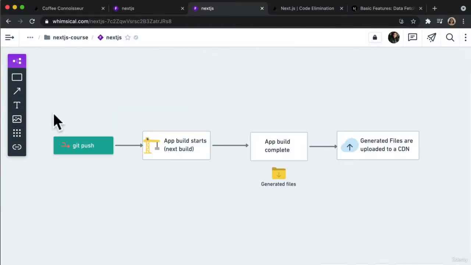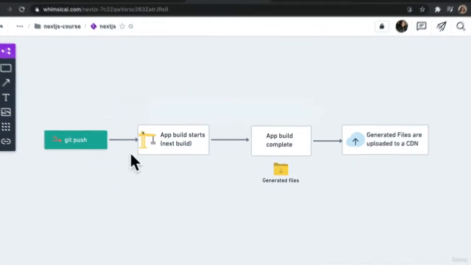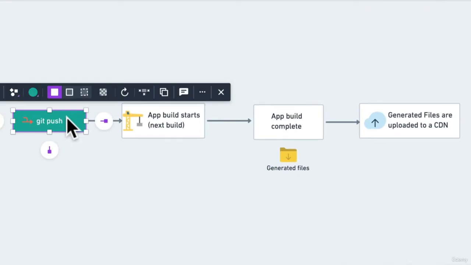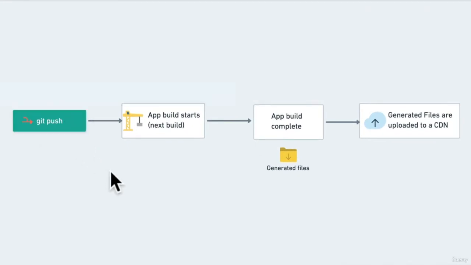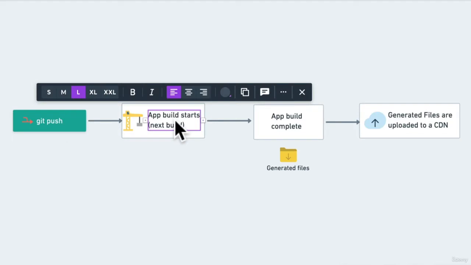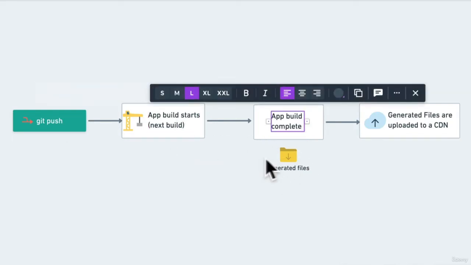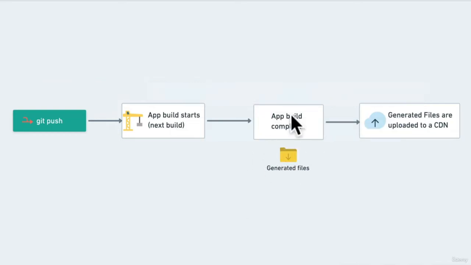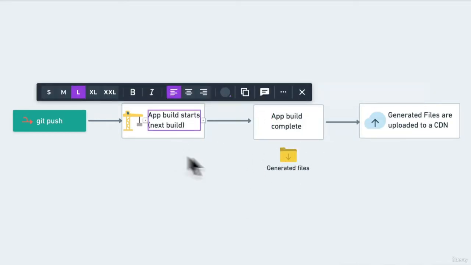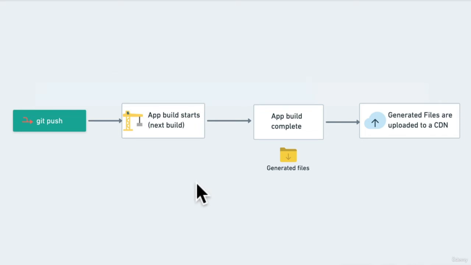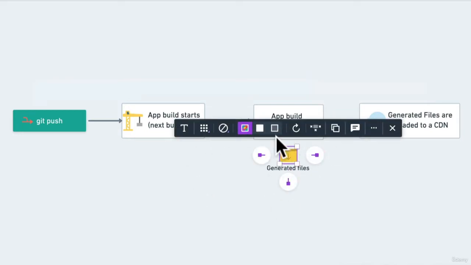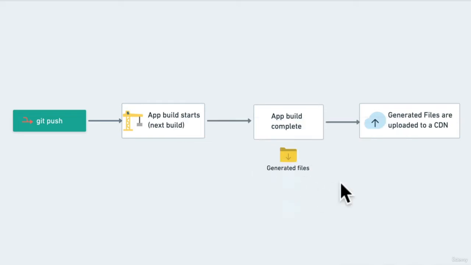Now, we have seen this diagram before, right? When we push our project, when we push code, the application build starts via next build. Once the build is complete, files are generated. This is where, when the application build starts, getStaticProps is going to run. It's going to download our homepage and generate all the files necessary for it to pre-render.